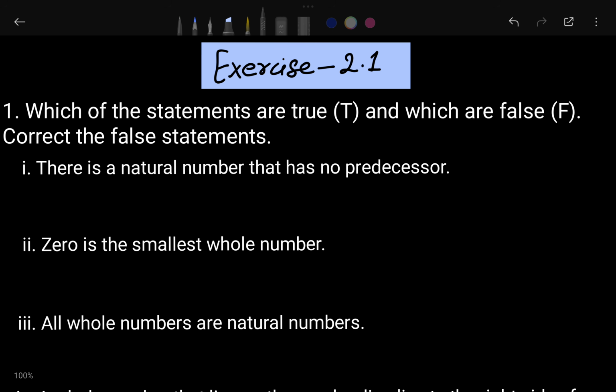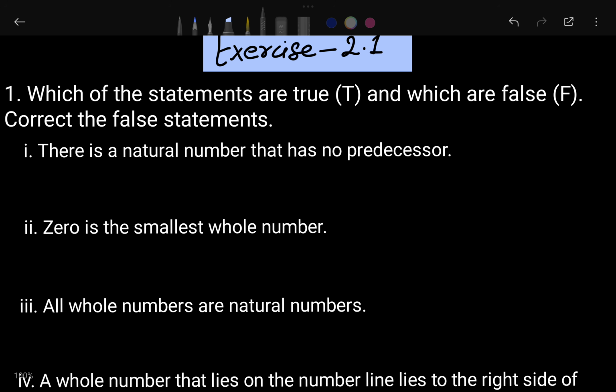As you see here, the first question is: which of the statements are true and which are false? Correct the false statement. So where we get a false statement, we have to correct it. Let's see which is true and which is false here.